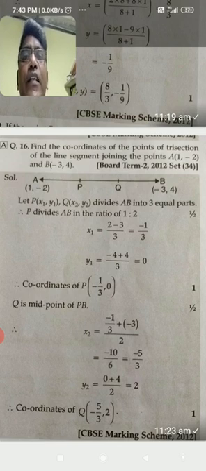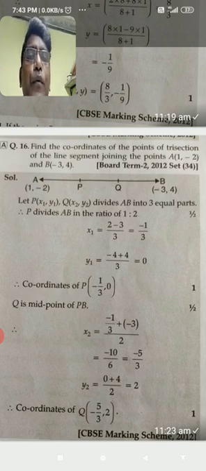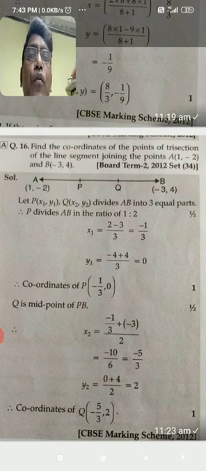You see here, where is point P after A? I mean A to P 1 unit, P to Q another unit, Q to B another unit. I mean you want to find the P value. I mean A to P ratio m1, P to Q 1 plus 1 is 2. I mean m1 equal to 1, m2 equal to 2.